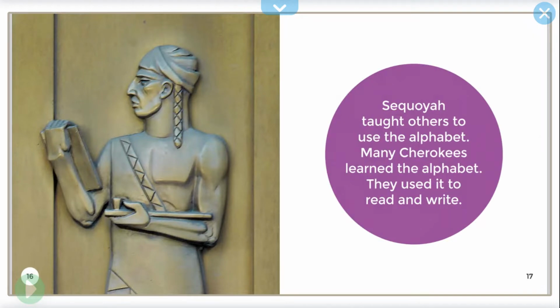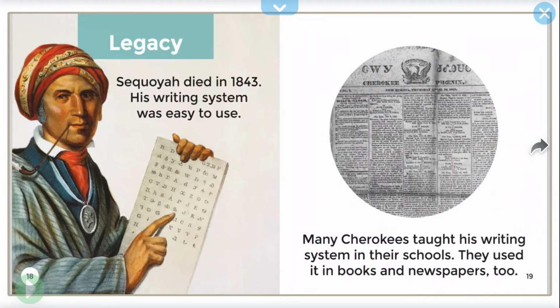Sequoyah taught others to use the alphabet. Many Cherokees learned the alphabet. They used it to read and write. Legacy. Sequoyah died in 1843. His writing system was easy to use. Many Cherokees taught his writing system in their schools. They used it in books and newspapers, too.